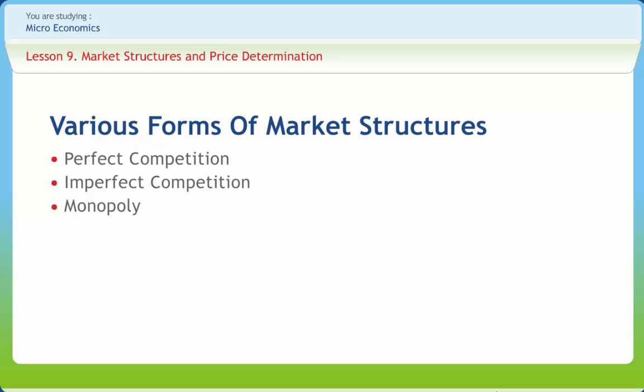Imperfect competition is the competitive situation in any market where the conditions necessary for perfect competition are not satisfied. It is a market structure that does not meet the conditions of perfect competition.